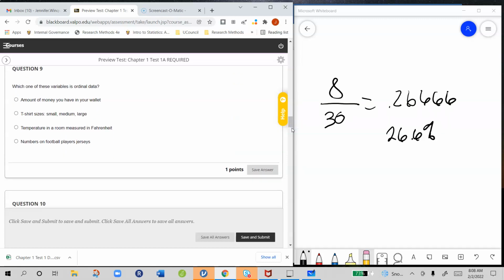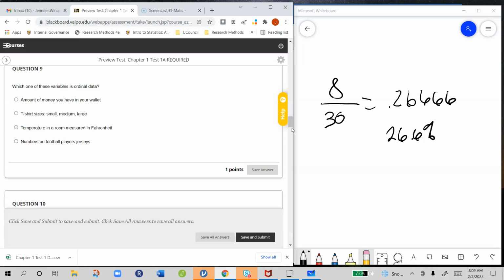Right. Next, question 9 asks you which of the following variables is ordinal. So let's start with the amount of money you have in your wallet. In this case, amount of money you have in a wallet would be interval ratio, right? Because the distance between categories is equivalent. So if I'm talking about $1 versus $2, the distance between $1 and $2 is exactly $1. $1 always means $1. Or if you're thinking about pennies, 1 penny always means 1 penny. The distance between those categories is always equivalent.